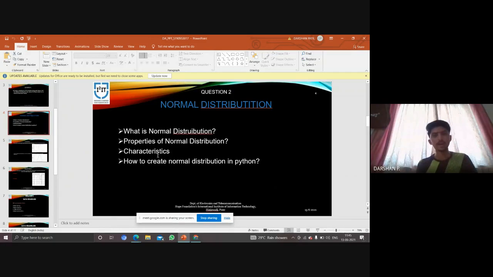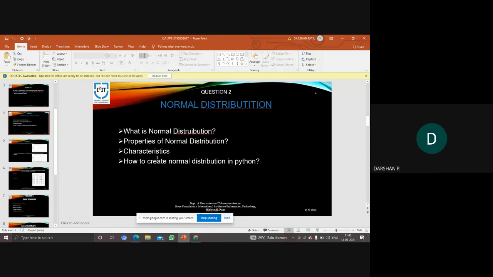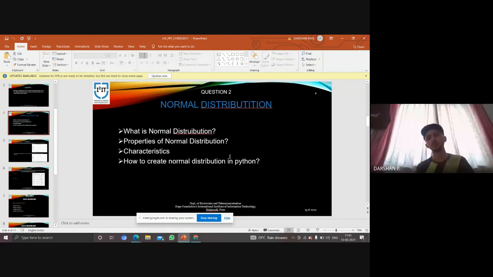So what are the characteristics? One of the characteristics is that the mean, mode, and median are equal, and a normal distribution is perfectly symmetrical around its center. So here is how to create a normal distribution in Python.